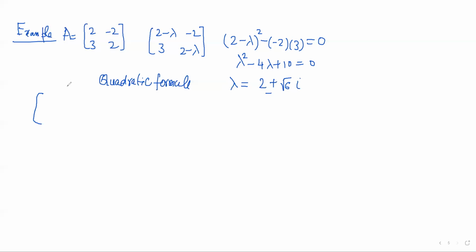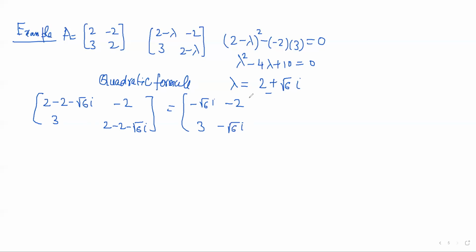Once we have found these eigenvalues, the process is the same as it was for the real values. So we take this 2, and then we subtract the first eigenvalue, 2 minus root 6 i, then minus 2, and then 3, and then 2 minus (2 minus root 6 i). So what we get over here is minus root 6 i, minus 2, and then 3, and then minus root 6 i.